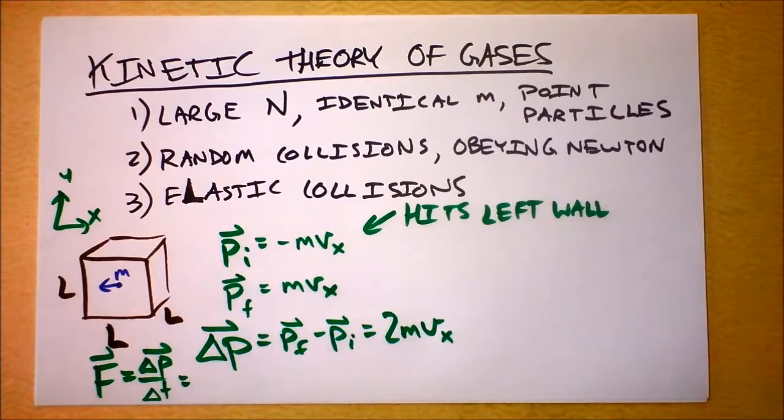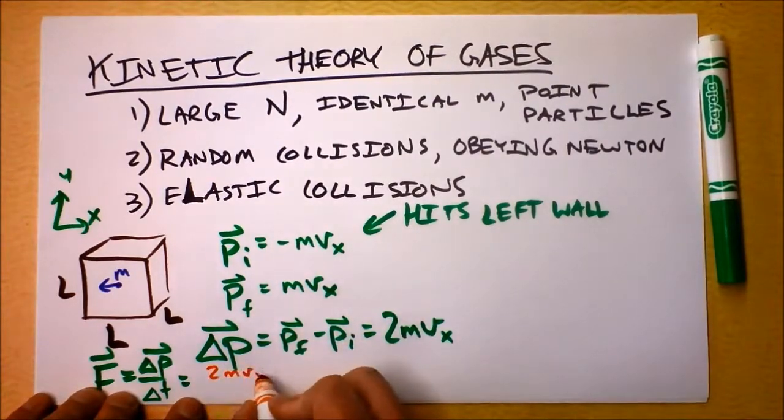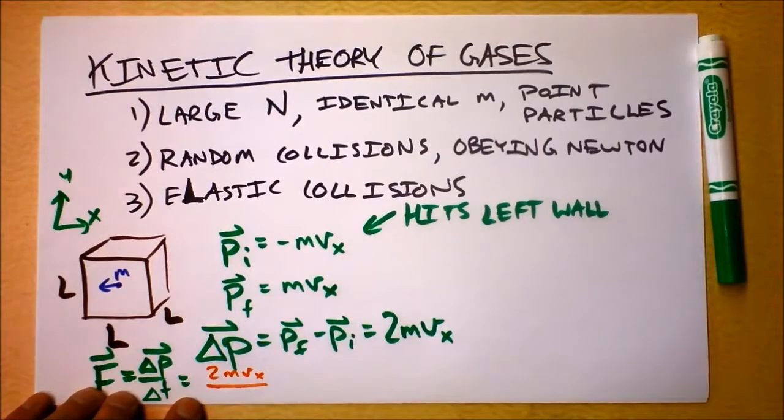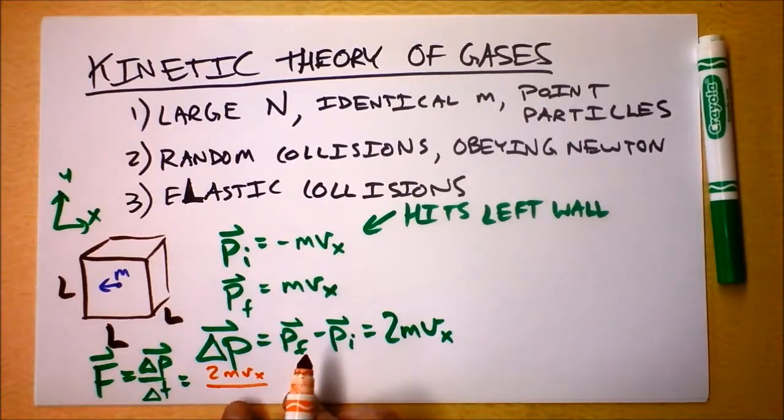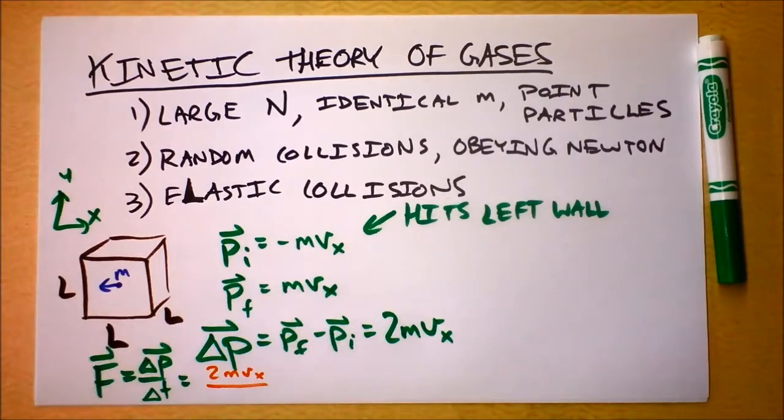I'm going to continue with a different color so I don't get crowded here. Then, this is 2 times m times v sub x divided by, well, it's going to be divided by the time. How long does it take that to do that change in momentum?